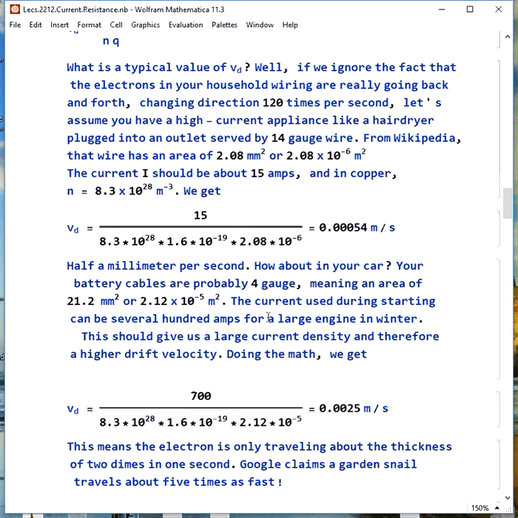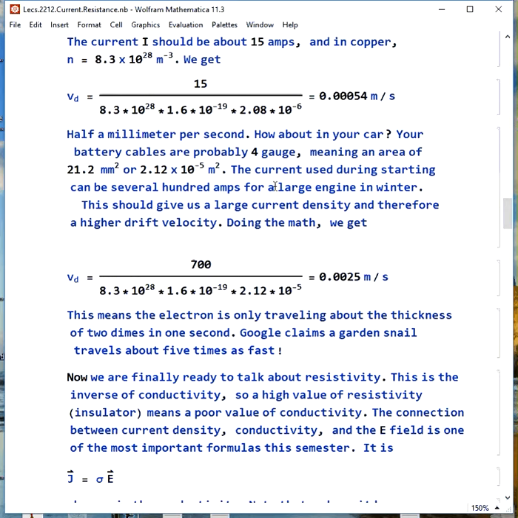This is a DC system. The battery cables are usually 4 gauge, meaning they have an area about 10 times what we just saw, 2.12 times 10 to the negative 5 square meters. The current used in starting a car, if you have a large engine and it's cold in the winter, so the oil is sludgy, this can take several hundred amps.